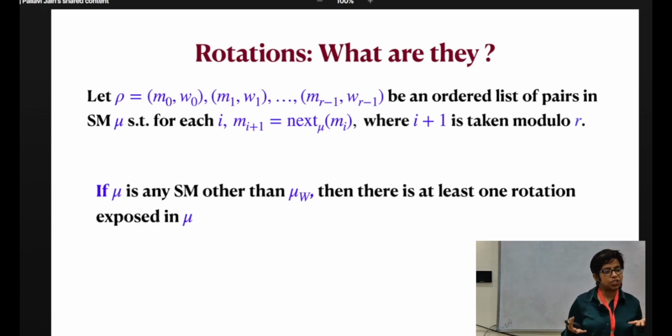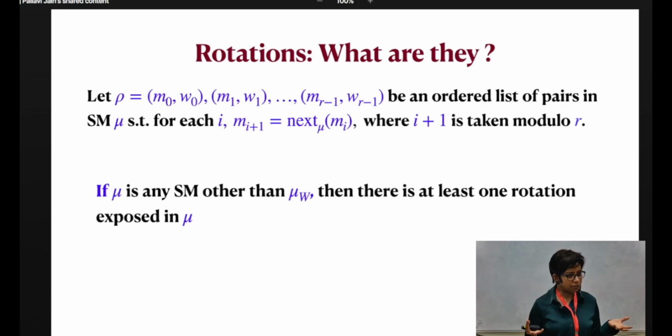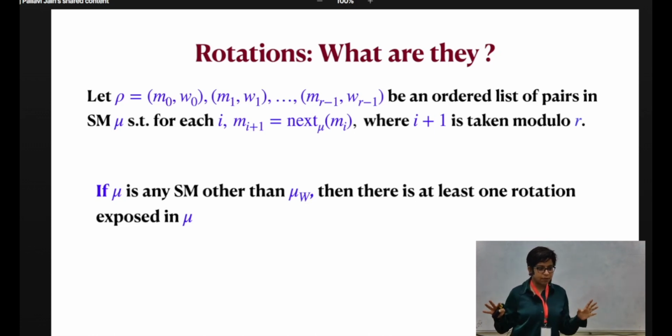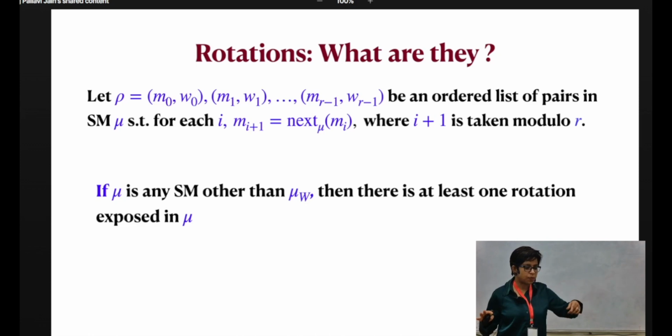As such, if two or more rotations are simultaneously exposed in a matching, it should not be very hard to see that they have to be vertex disjoint. Is that easy to see? Suppose they are vertex disjoint. What that means is that I can do this rotation elimination, going around the cycle with one rotation and the other one simultaneously or step by step. Neither one interferes with the other if they are vertex disjoint, right?